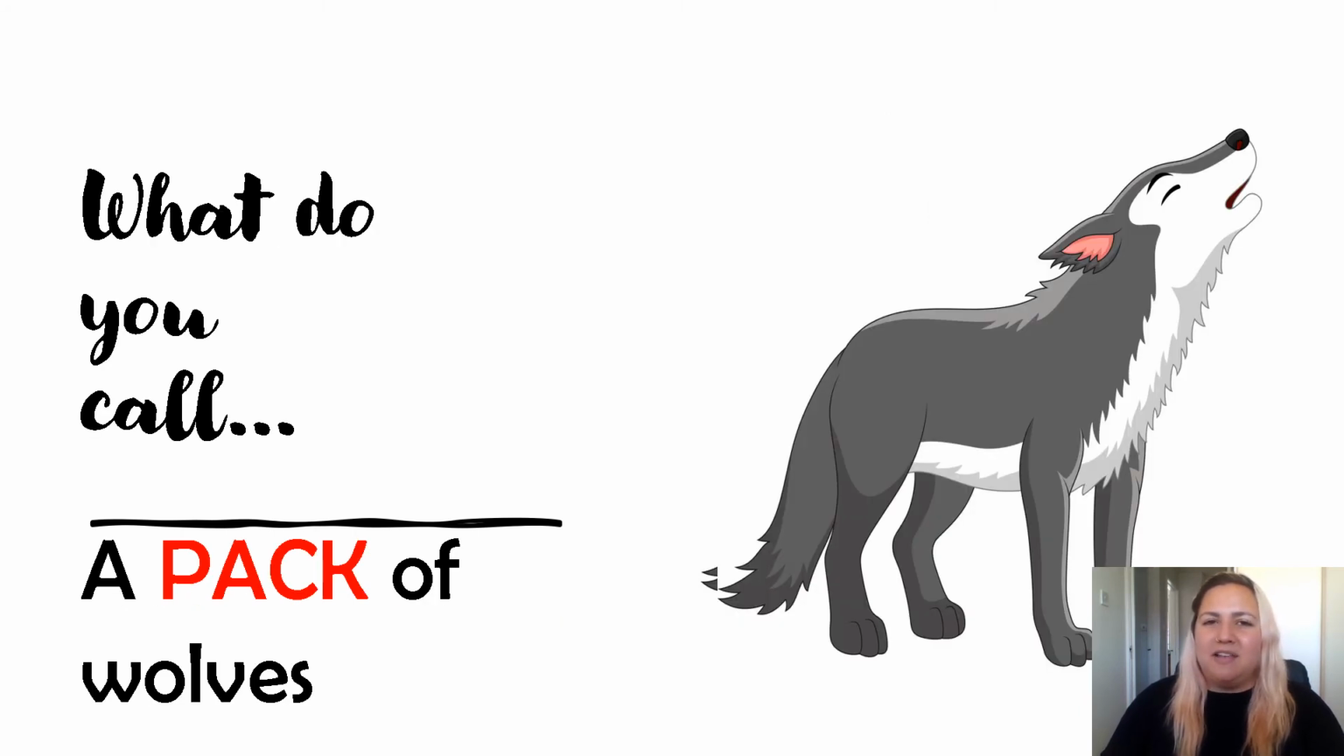I'm hoping that this one was another easier one. We call a group of wolves a pack of wolves. Of course we do. So I'm really hoping that we got this one, as I think this is one that we use quite a lot. It is a pack of wolves.